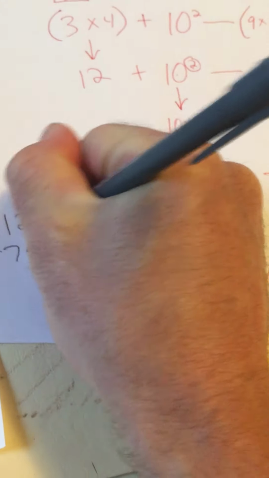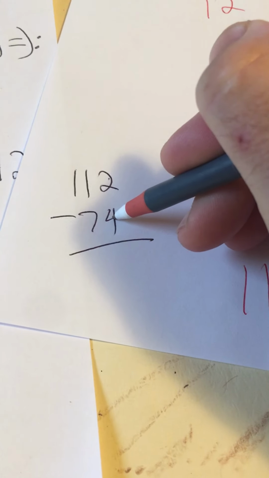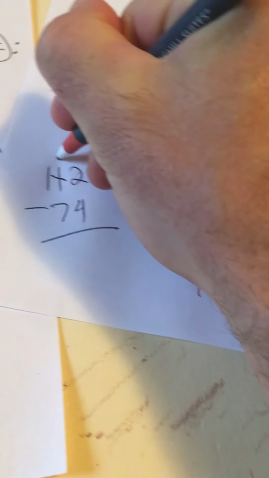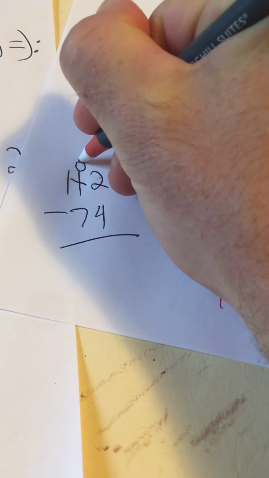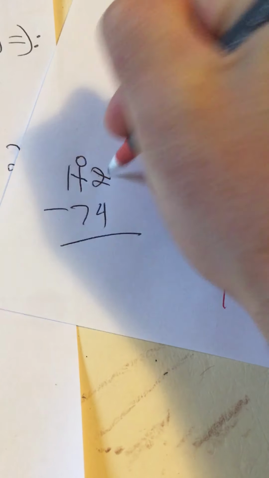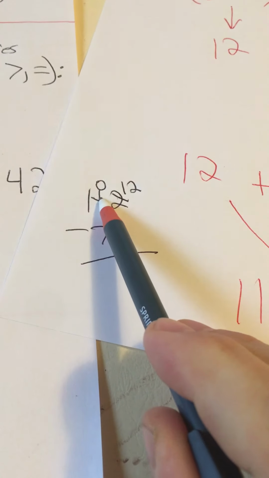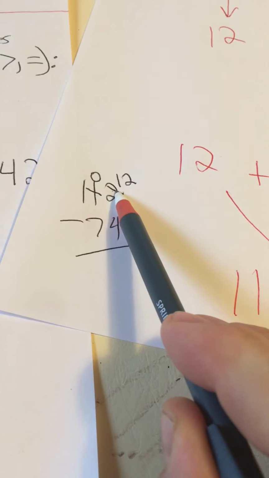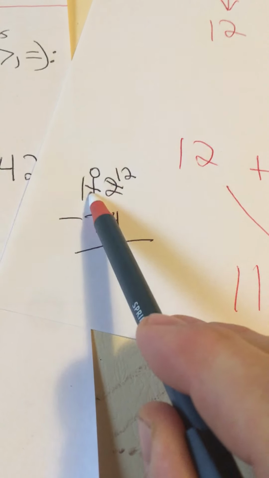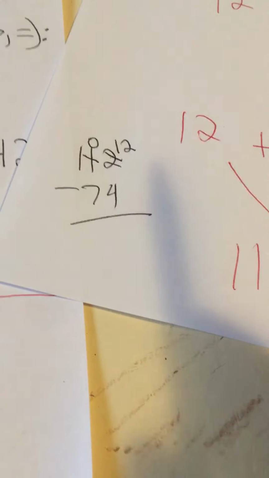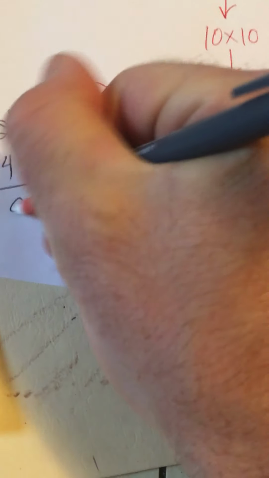And 112 minus 74, let's do that over here. If you have two ones, you can't take 4 ones away from it. Can't do 2 minus 4, so we're going to borrow. We're going to take 1 from the tens place, and we're going to trade it for 10 ones, which makes this 12, right? Because the tens place is 10 times more than the ones place. So we can take 1 from here and add 10 to here, and then we really didn't change the value of 112.